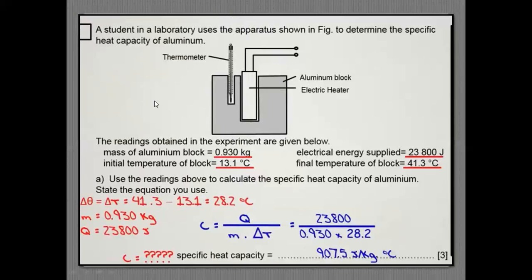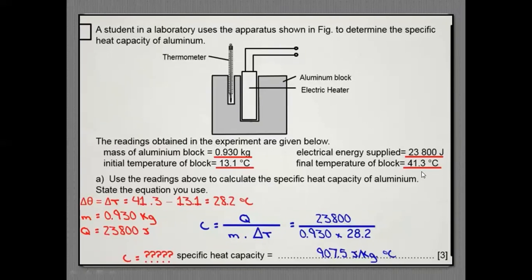We have to state the equation first. Firstly, we need to measure delta T, the final temperature minus the starting temperature, 41.3 minus 13.1. The change in temperature in this experiment will be 28.2 Celsius. Now the mass is 0.930 kilograms, and the energy supplied, E or Q, is equal to 23,800 joules. When we rearrange the formula to calculate the specific heat capacity, it will be Q or E over m times delta T.